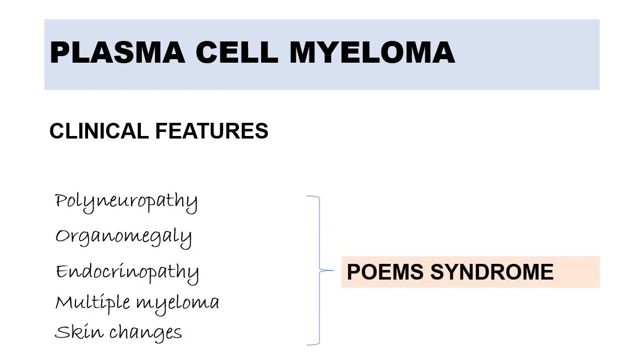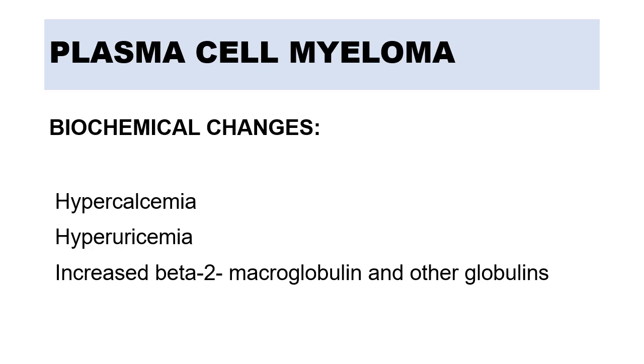A unique syndrome called the POEM syndrome is seen associated with plasma cell myeloma. This comprises of P, which stands for polyneuropathy, O for organomegaly, E for endocrinopathy, M for multiple myeloma, and S for the related skin changes. There are a series of biochemical changes seen in these cases, most common being hypercalcemia. Due to renal involvement, they'll have hyperuricemia. There's an increased beta-2 macroglobulin and other globulins seen in these cases.